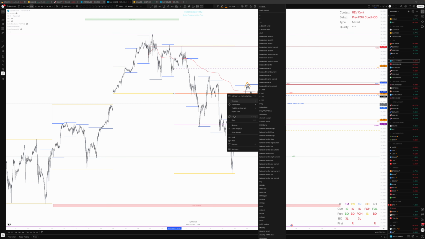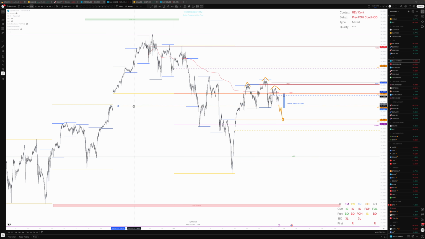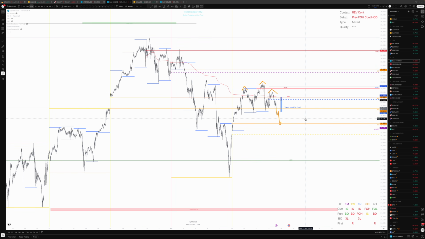So here is the upper one, and here is the lower one. Yeah, I know I put it off because we were already above it, but now we are coming back down, so I think it might still be relevant.